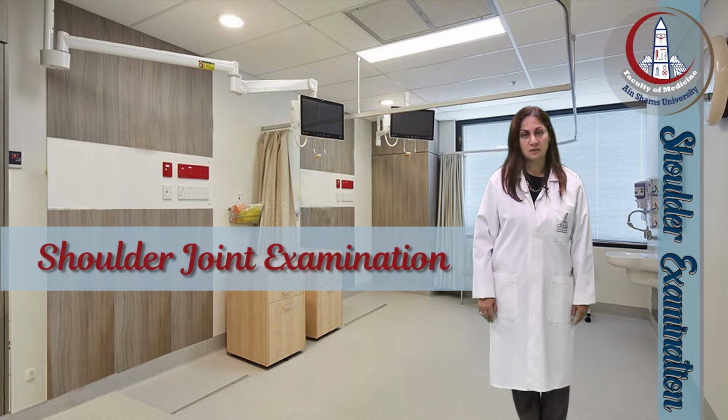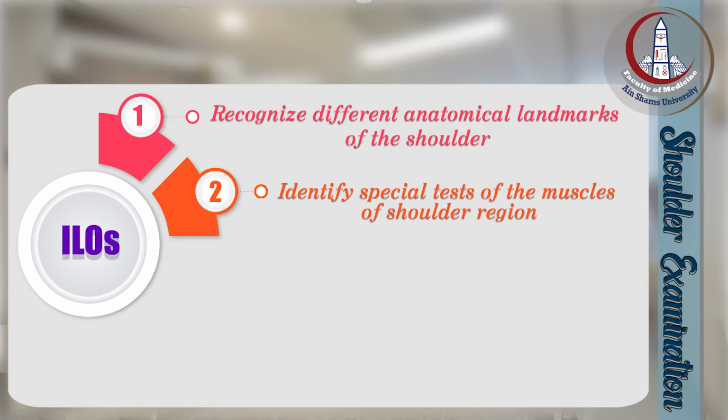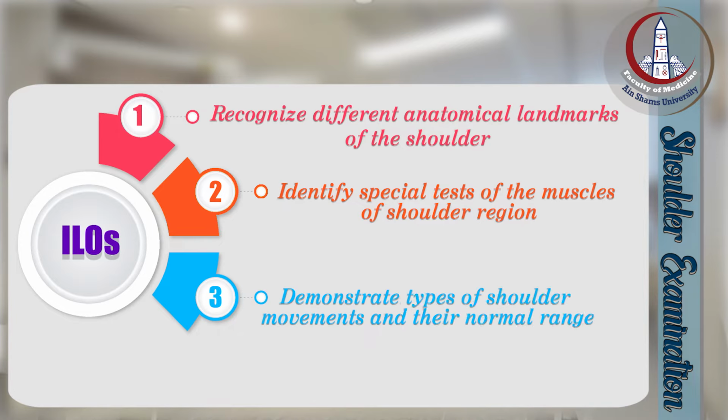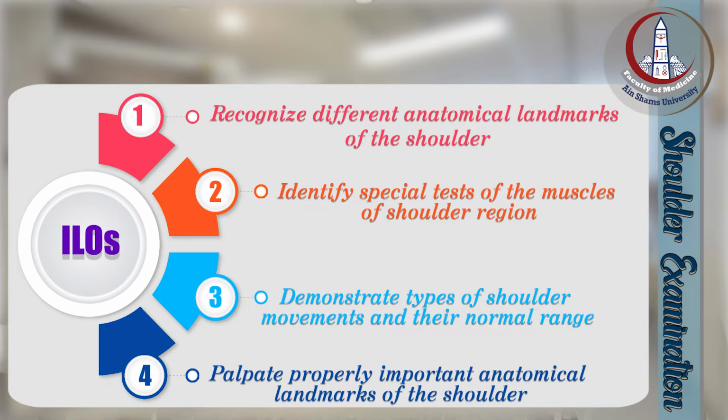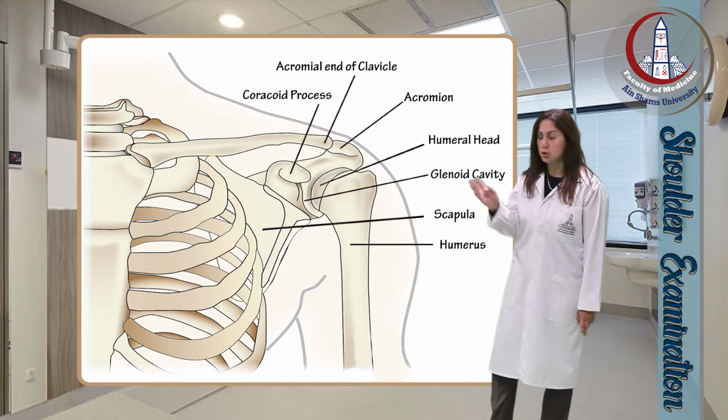Today, we are going to review the shoulder examination, including the anatomical structure of the joint, the range of motion, and how to test for each. By the end of this presentation, you will be able to recognize different anatomical landmarks of the shoulder, identify special testing for the different muscles acting on the shoulder, demonstrate type of shoulder movement and the range, palpate properly important landmarks of the shoulder.